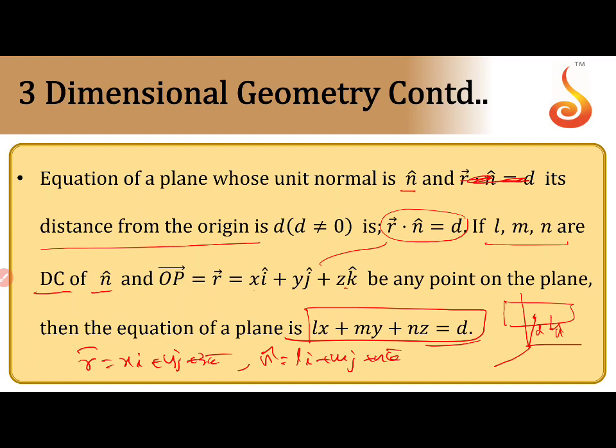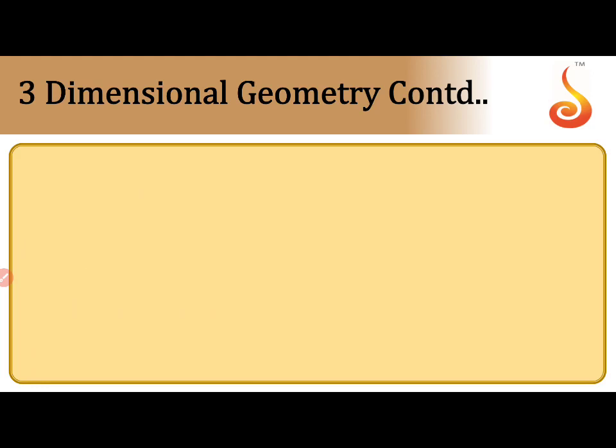If it is in the normal form, the xyz components are direction cosines. D is the distance from the origin to the plane only. So, clear that one? Unit vector. So the equation of the plane in normal form is r dot n cap equal to d.